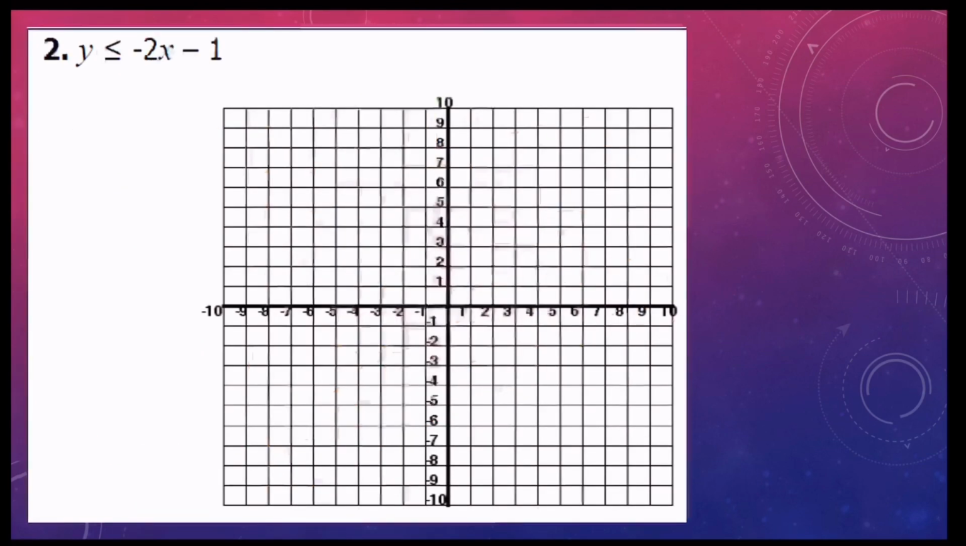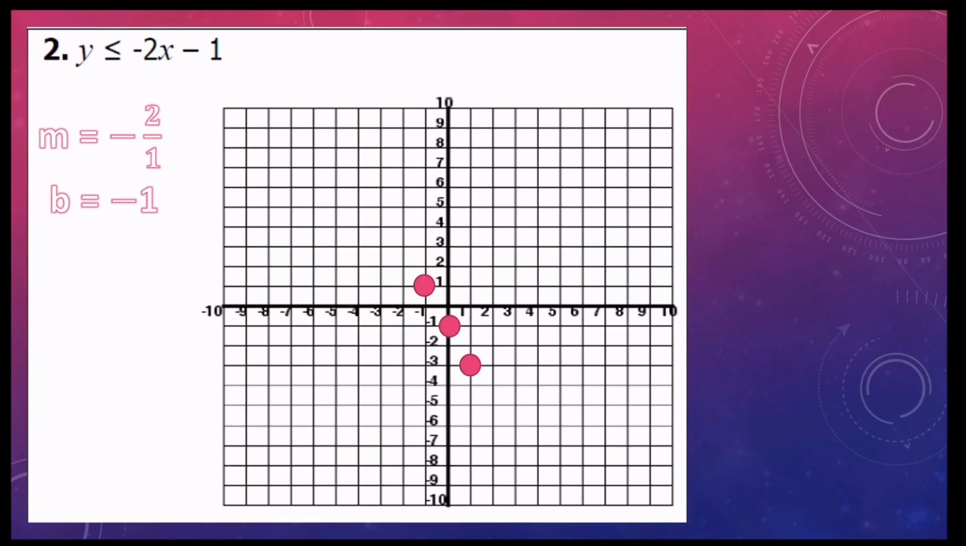Okay, let's try this one now. Again, it's in slope-intercept form. So my slope is -2/1, and my y-intercept is -1. So I start at -1. I'm going to go down 2 and right 1. But I can also go up 2. But if I go up, I have to go left.